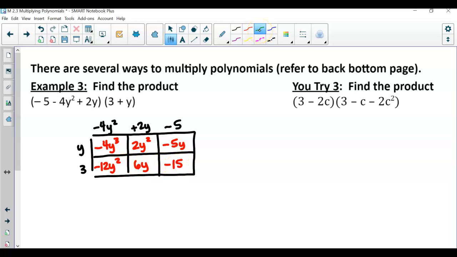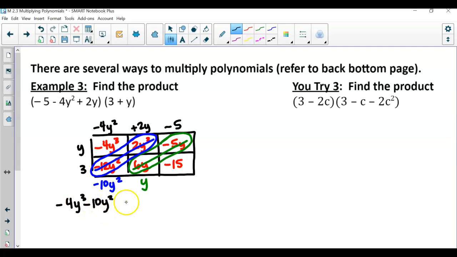Now notice we have multiple like terms. See here, we have 6y minus 5y, which is now just 1y here. We also have y squared. We have negative 12y squared plus 2y squared, negative 10y squared. So our final answer is negative 4y cubed minus 10y squared plus y minus 15. So go ahead and pause the video and try this on your own.